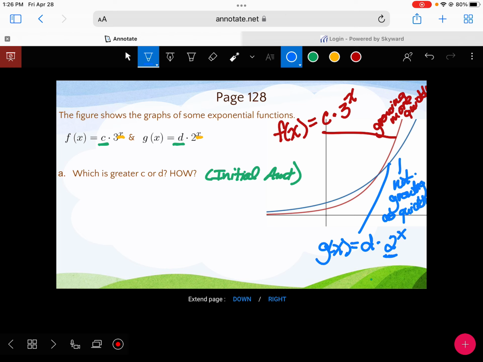Now, we still haven't answered the final question though. It says, which is greater, C or D? So C goes with the red line, and D is the initial amount of the blue line. Guys, I want your eyes up here. You need to be looking. So Lee, what do you think? Which is greater, C or D, and how do we know?